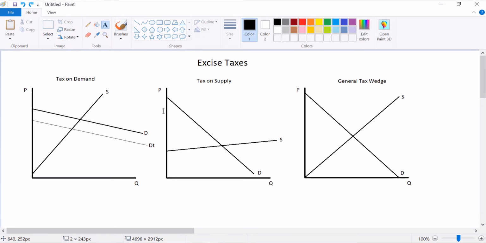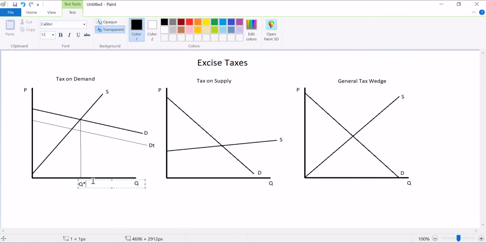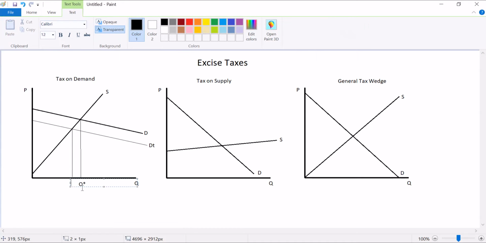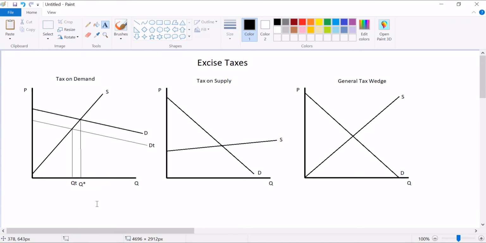So what does this do in our market? Well, the original equilibrium quantity was here. I'll call it Q star as always. But with the tax, the new quantity is less. With the tax, the new quantity that consumers are going to want to buy is QT. So we can still focus on a supply and demand type analysis, but we're going to pay attention to this taxed demand curve. And so what's going to happen?